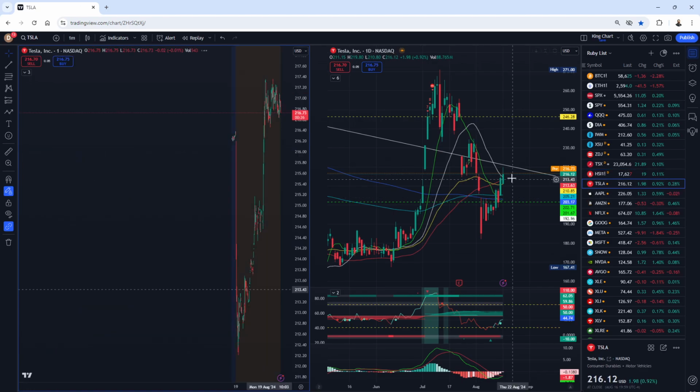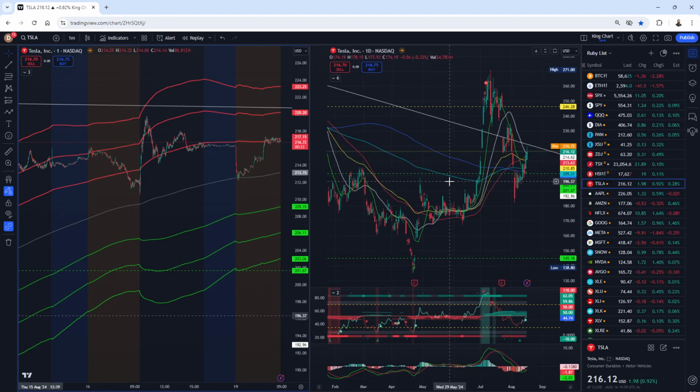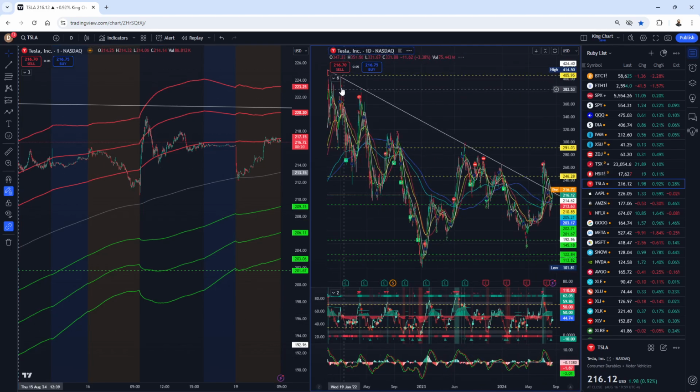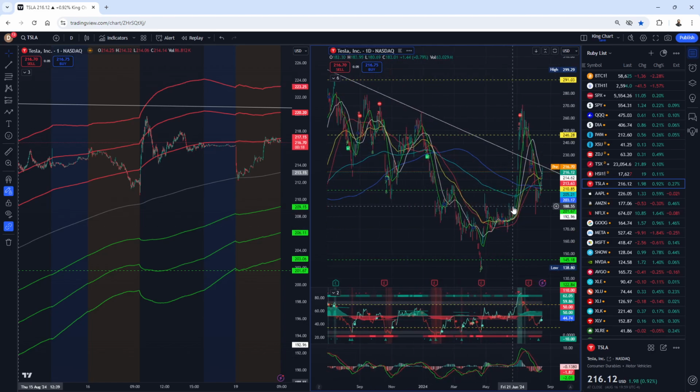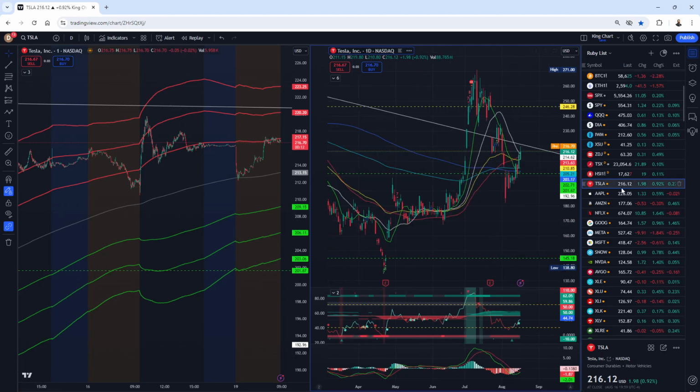Let's look at Tesla in the sell zone, but you can see in front of this resistance, this white line, you can see resistance on a daily chart. And if it breaks this, next target is 246. That will be the gap fill.